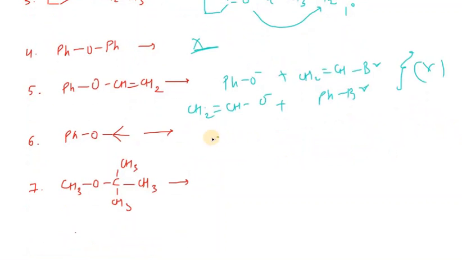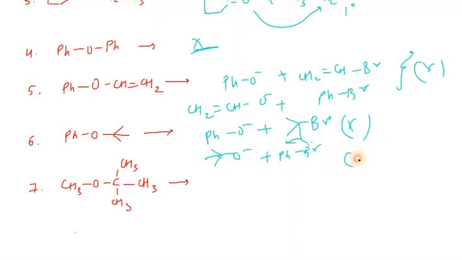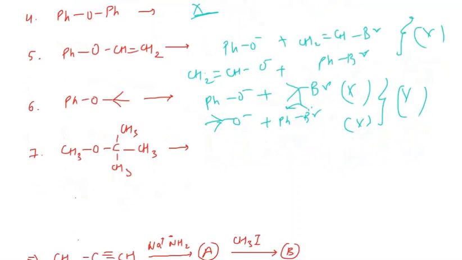If we talk about this particular PhO minus plus this 3 degree with bromine here, or O minus plus PhBr, in both cases we know 3 degree doesn't give the SN2 mechanism, and here phenyl is resonance stabilized but also doesn't give SN2 mechanism. So it is also not possible to form by Williamson ether synthesis.